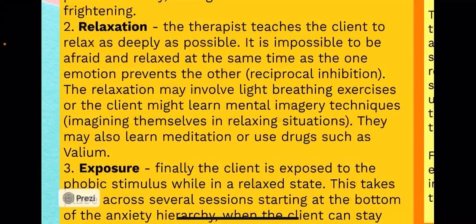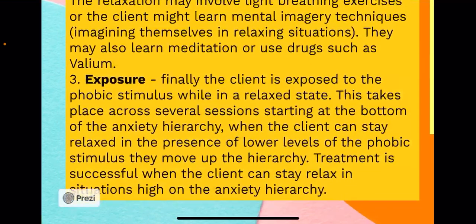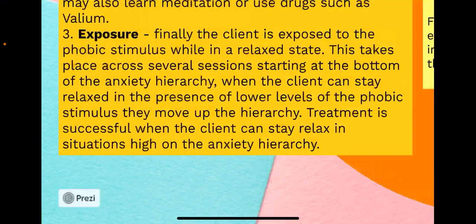Then we have relaxation. So the therapist teaches the client to relax as deeply as possible. It's impossible to be afraid and relaxed at the same time, as the one emotion prevents the other, which is reciprocal inhibition. The relaxation may involve light breathing exercises, or the client may learn mental imagery techniques, so imagining themselves in relaxing situations like on a beach. They may also learn meditation or use drugs such as Valium to help with relaxation. So there's a number of relaxation techniques that the client has to learn before they take part in the final aspect, which is exposure.